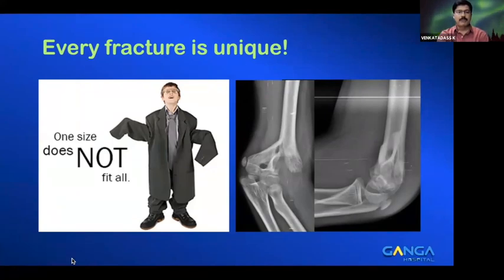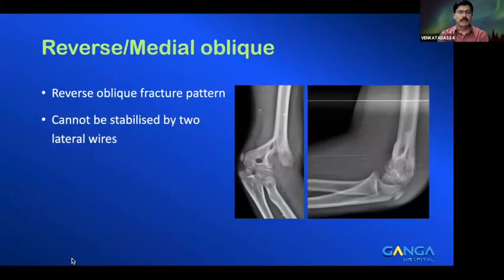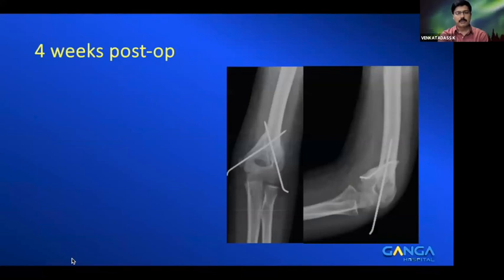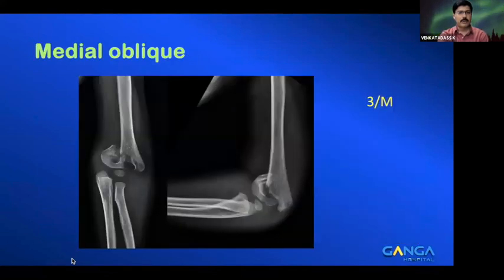So you have to understand that every fracture is unique. The same type of treatment does not suit all fracture patterns. This is an example of a reverse oblique fracture pattern. You can see that the fracture is going high up medially and then coming down lower on the lateral side. So this fracture is impossible to stabilize with two lateral wires, and this was fixed with two cross K wires. This was stable rotationally also after just two cross wires. And this is the 4-week postoperative X-ray, which went on to heal well.